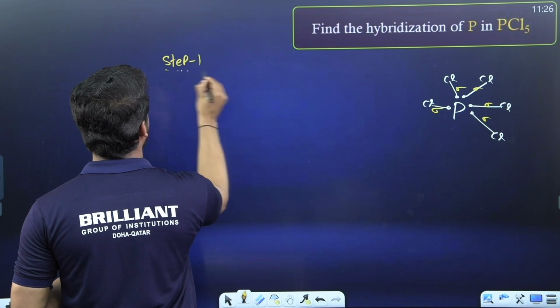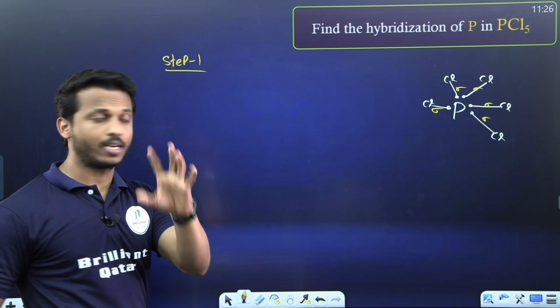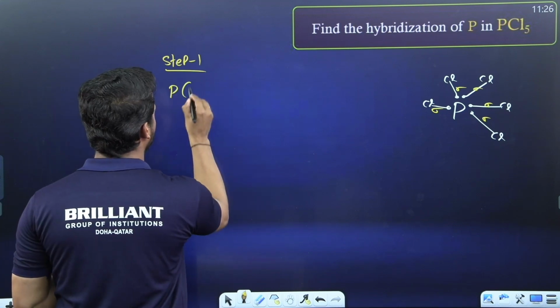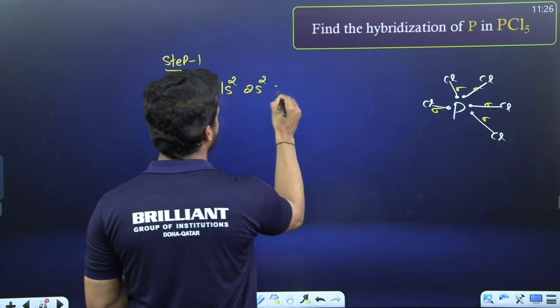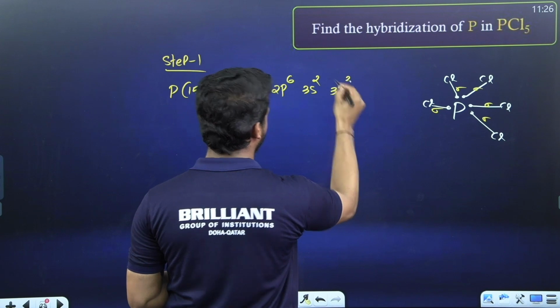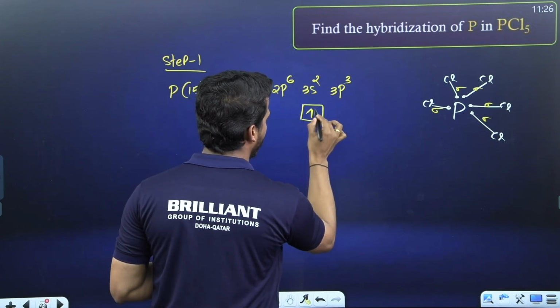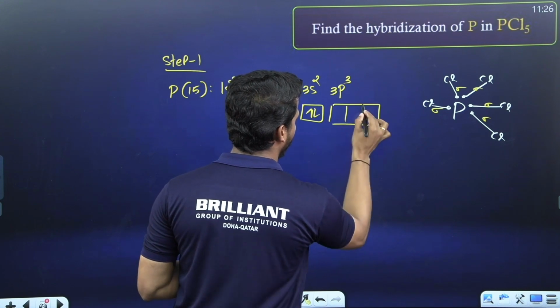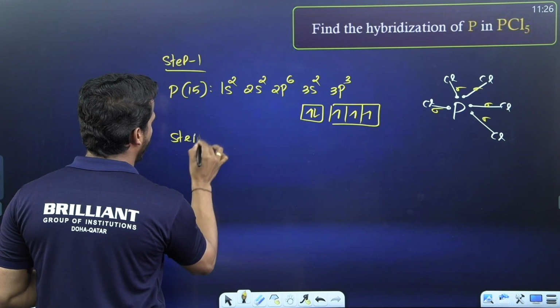Let's start step number 1. What is step number 1? Write the ground state of the central atom. Who is the central atom? Phosphorus. You know, phosphorus atomic number 15. The configuration is 1s2, 2s2, 2p6, 3s2 and 3p3 is the ground state configuration. Let me draw the 3s orbital with 2 electrons here and 3p orbital with 3 here.